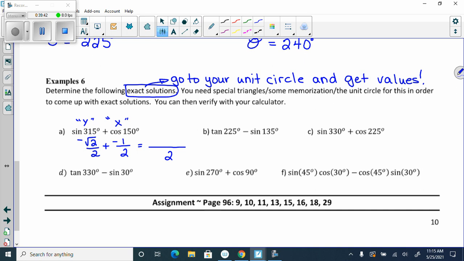Why is it negative 1? The x at 150? Oh, and I thought you didn't lie. No, yeah, x. You're not going to say it.